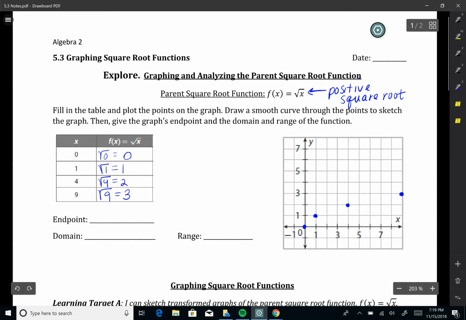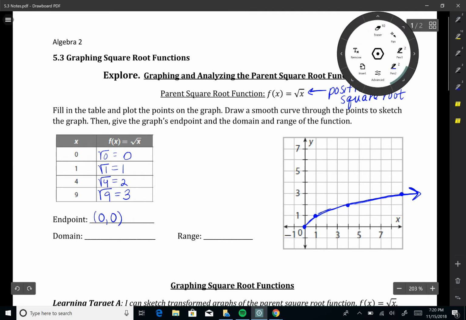So when I draw this graph, 0, 0 is known as our endpoint, and it goes on forever up and to the right. So it should be a smooth curve up and to the right. Now, my endpoint's at 0, 0. If I would have also allowed for negative square roots, let me just show you what that would have looked like. I would have also had the point 1, negative 1, 4, negative 2, and 9, negative 3, which would have been this part of the graph.